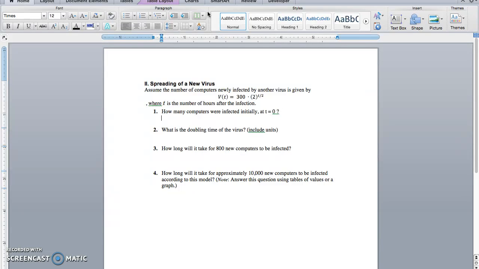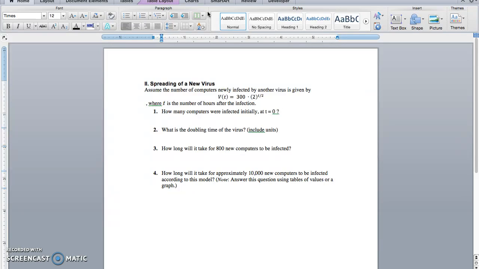Hi, this is a problem about spreading of a new virus. This is an exponential function, and we assume that the number of computers newly infected by another virus is given by the function v of t is equal to 300 times 2 raised to the t over 2, where t is the number of hours after infection.